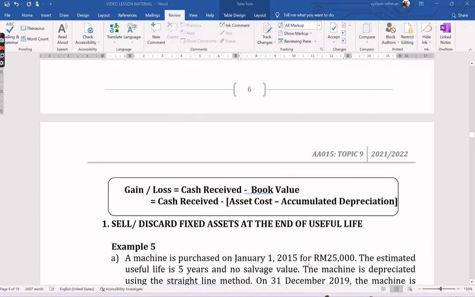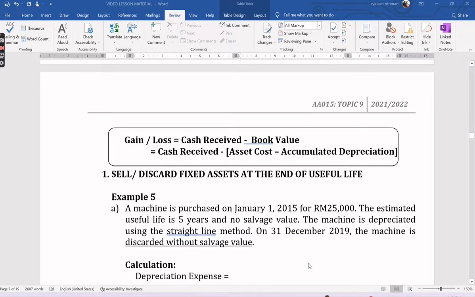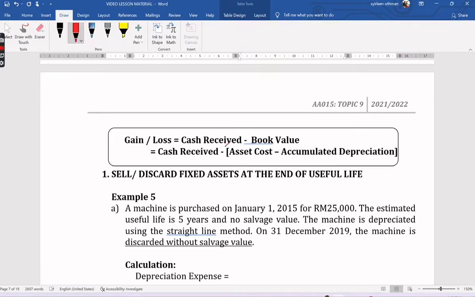Okay, right. So bila kita nak kira gain or loss, that means we're going to calculate using this formula, the cash received, we will minus with the book value. So what is actually book value? As you can see earlier pun I already mentioned, book value tu maksudnya ialah your asset cost, you akan minus dengan the accumulated depreciation, the latest accumulated depreciation amount, that brings you to the book value amount. Okay, so let's see the first one.